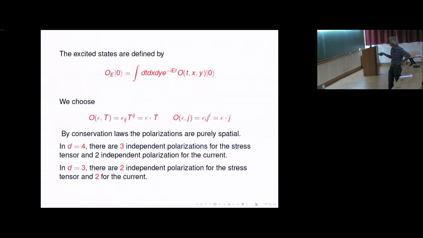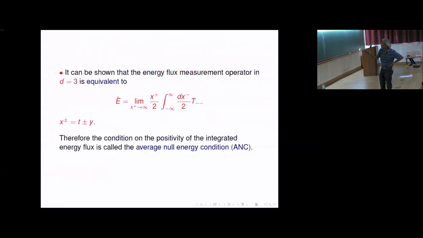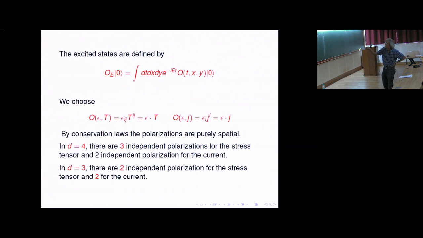So let me say what the excited states are. This is the thing you are measuring, and what is the excited state? The excited states are defined by inserting an operator with a particular energy. So you take the Fourier transform. I'm doing it in 3 dimensions, dx, dy, dt. This is the way the excitations are defined. And we choose the excitation to be the stress tensor or the current.